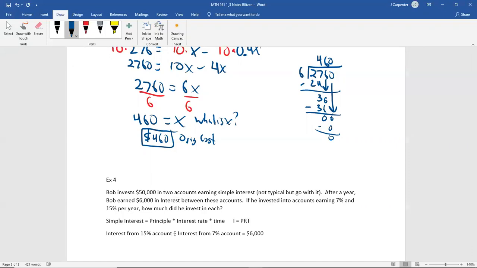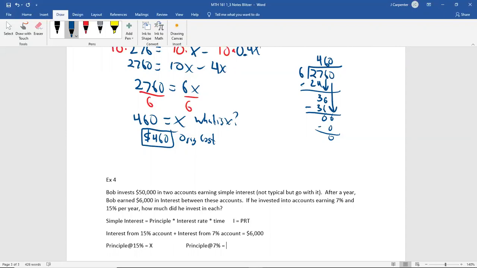And this brings us to a very, sorry for the pun, interesting concept. Since we don't know how much we put into each account, there's going to be variables involved. So the principal at 15%, we don't know what it is at all, so we call it X. Principal at 7% though, some people might call this Y, and you can do it that way, systems of equations, but we're avoiding it for now.